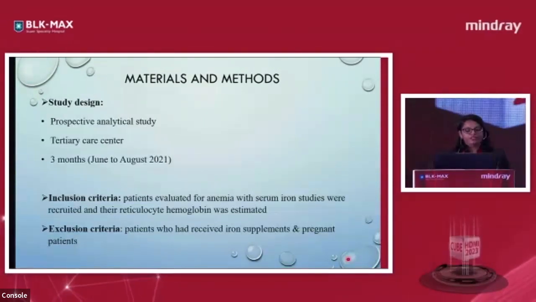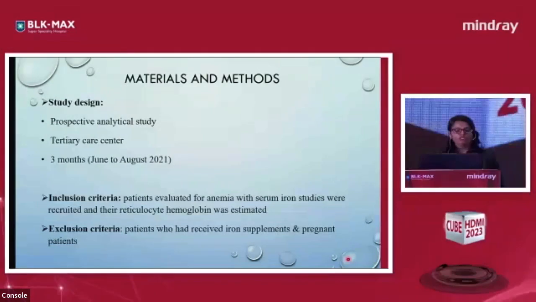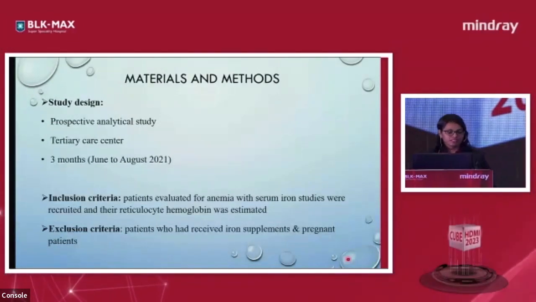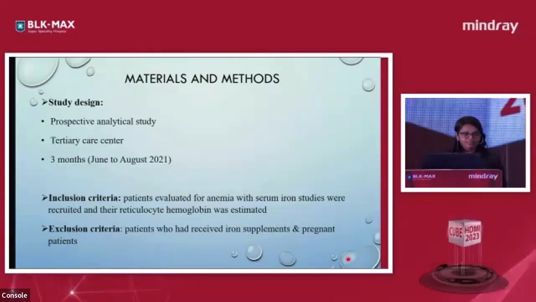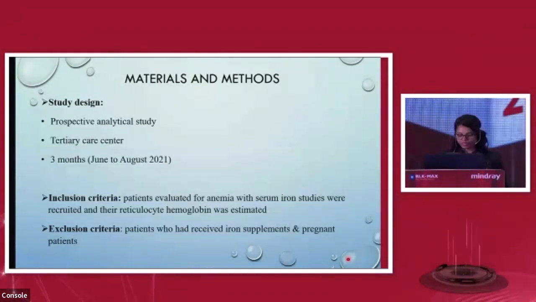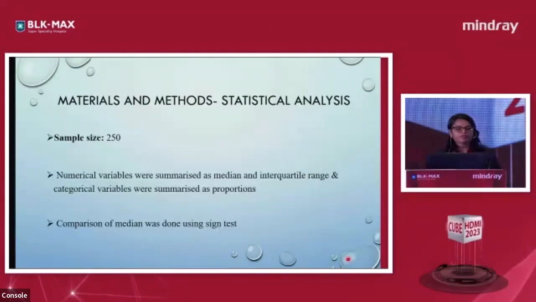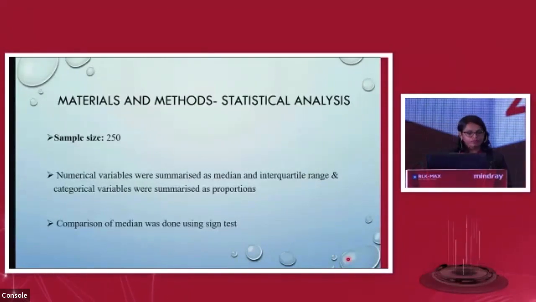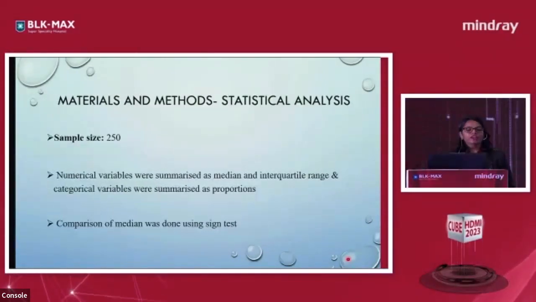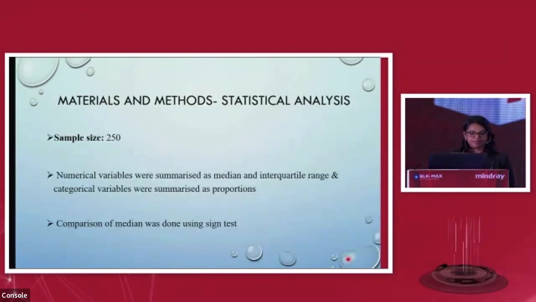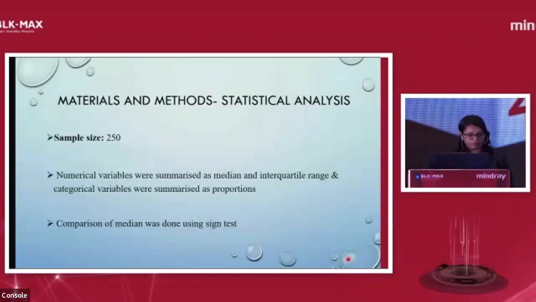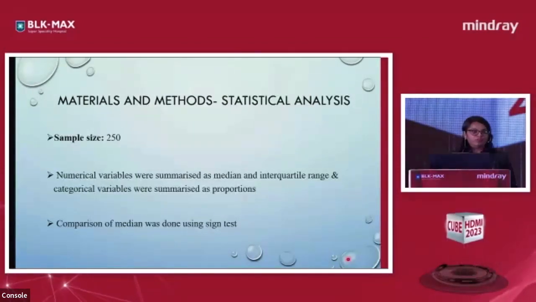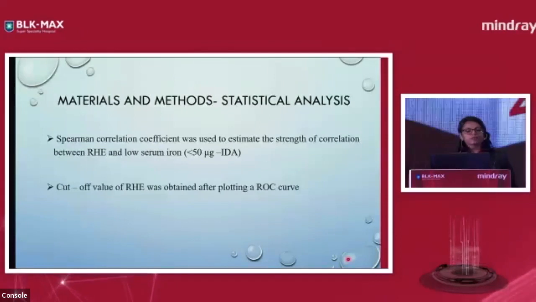Patients who were evaluated for anemia with serum iron were recruited, and the reticulocyte hemoglobin was estimated. Patients who had already received iron supplements and pregnant women were excluded from the study. A sample size of 250 was statistically suggested. Numerical variables were summarized as median and interquartile range, and categorical variables were summarized as proportions. A comparison of the median was done using the sign test.